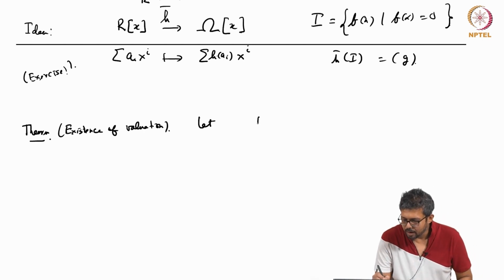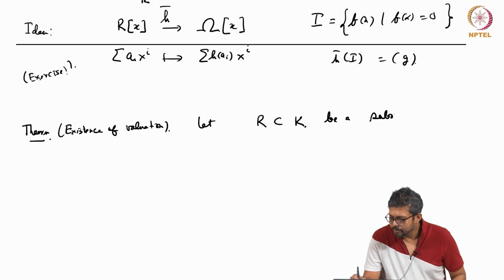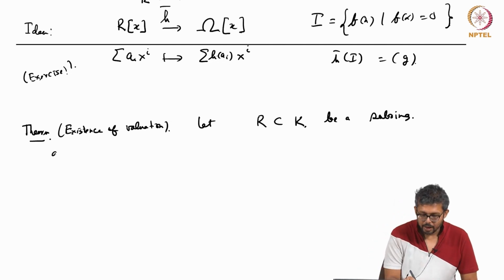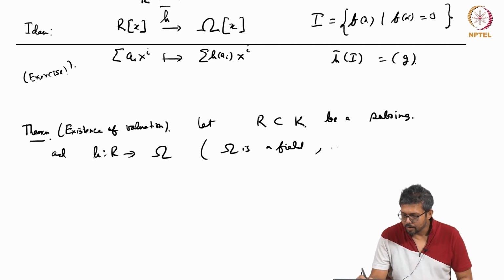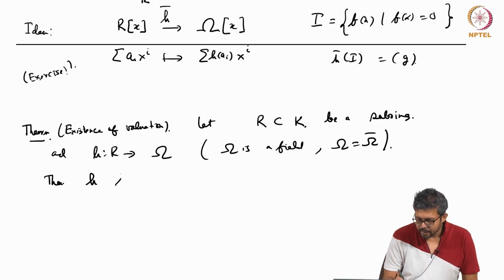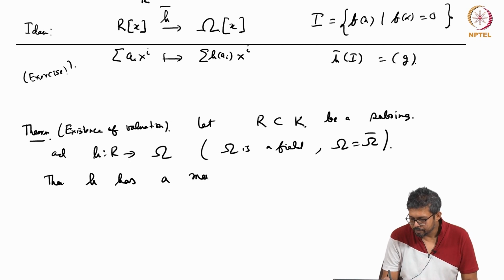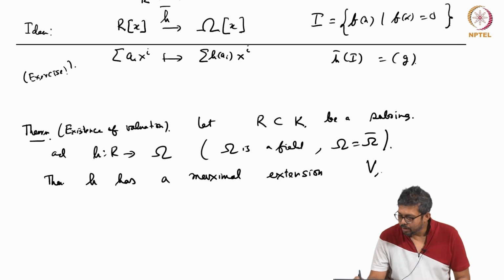So let R be a subring of K, and h: R to omega, where omega is a field and omega is algebraically closed. Then h has a maximal extension (V, h bar).